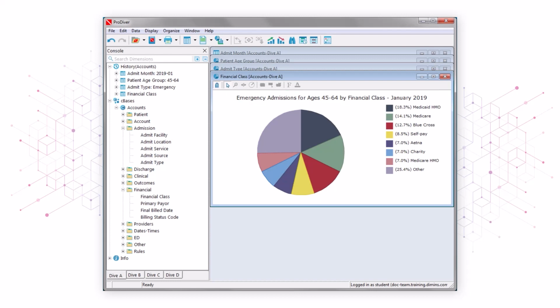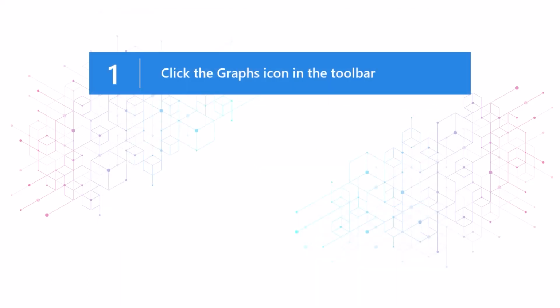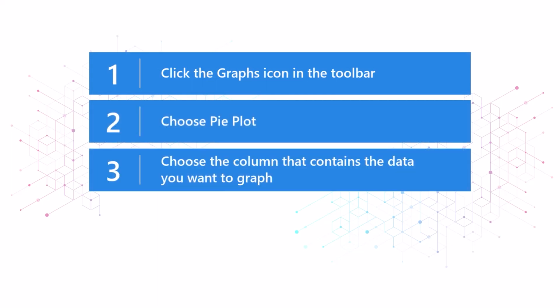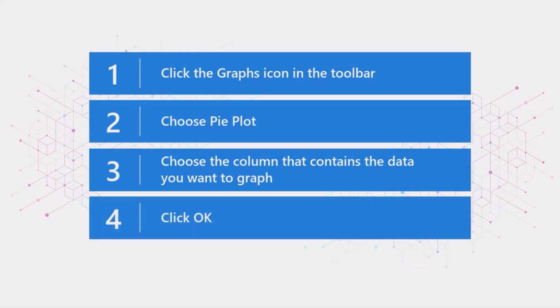So that's how you create a pie chart. You click the graphs icon in the toolbar, choose Pie Plot, choose the column that contains the data you want to graph, and click OK. And there you have it, a step-by-step guide to creating and customizing pie charts in ProDiver. All you need now is some ice cream on top.